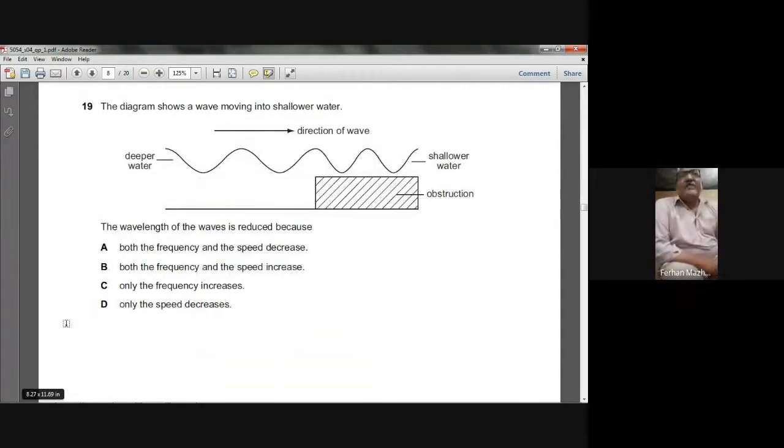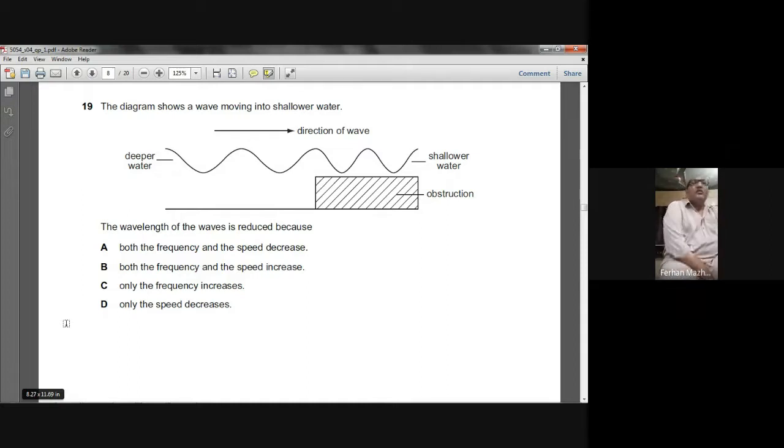The diagram shows a wave moving into shallower water. The wavelength of the waves is reduced because, you see, when the water wave is in deep water and then it comes into shallower water, the wavelength will reduce. The frequency does not change. The frequency in the deep water and the frequency in the shallow water is the same. The speed will reduce. The wavelength will reduce in the shallow water, but the frequency will remain the same.